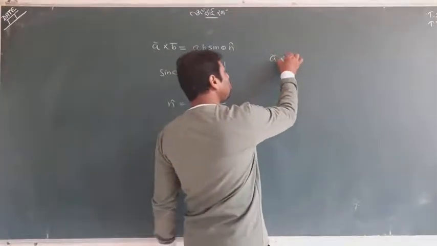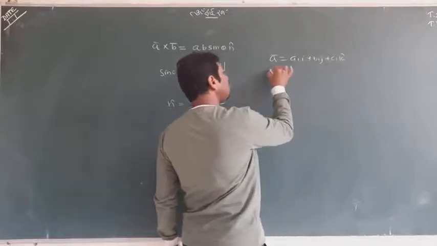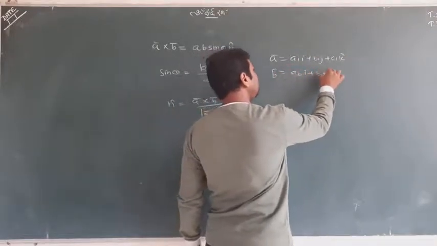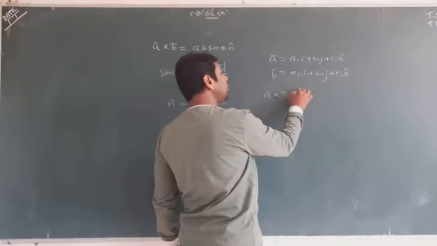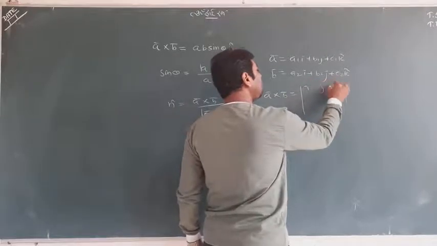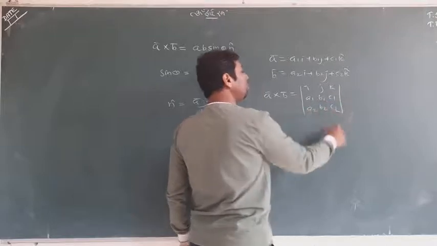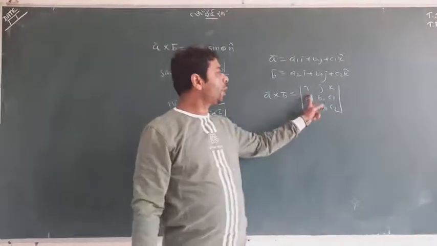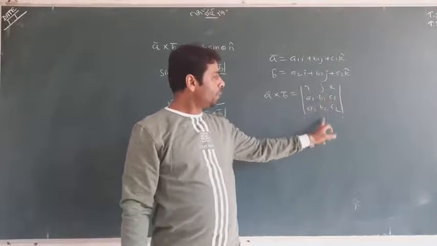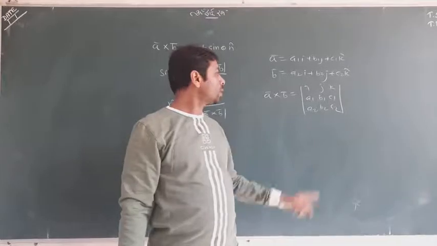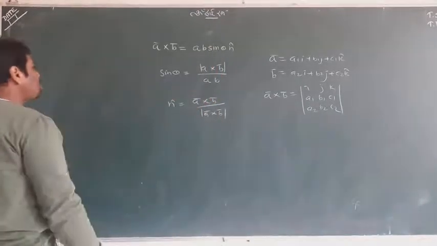I also taught you, when A is equal to A1 i, B1 j, C1 k, and B is equal to A2 i, B2 j, and C2 k, we can find their cross product by writing i j k, A1, B1, C1, A2, B2, C2. We only write the determinant with i j k and the coefficients. We will simplify that determinant and get our answer A cross B in i j k form. Okay, these are the initial definitions I explained yesterday.